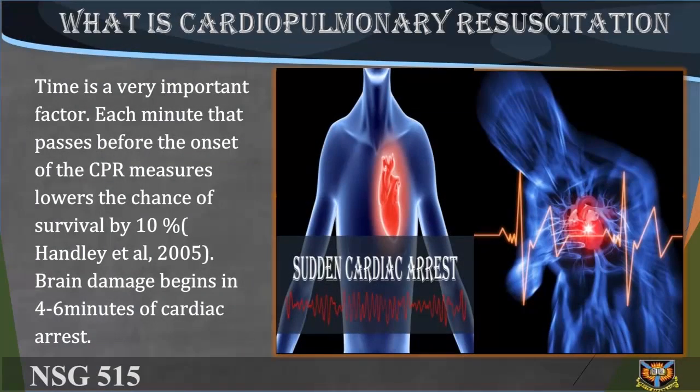Time is a very important factor. Each minute that passes before the onset of CPR measures lowers the chance of survival by 10%. Handley et al., 2005. Brain damage begins in 4 to 6 minutes of cardiac arrest. CPR consists of regular compressions of the chest and rescue breathing, usually 30 compressions to 2 breaths.